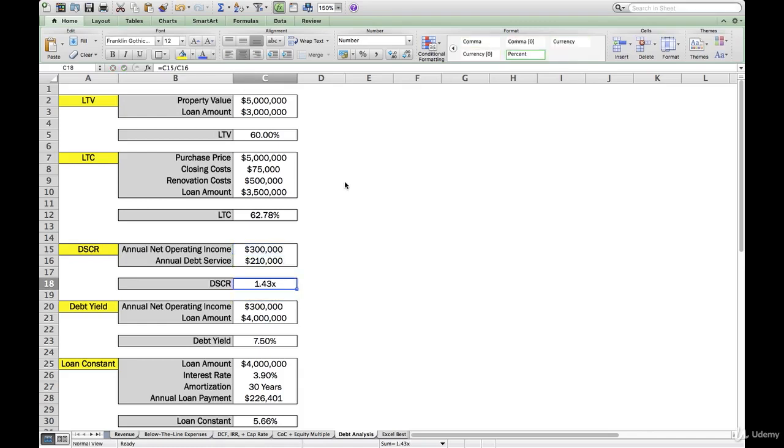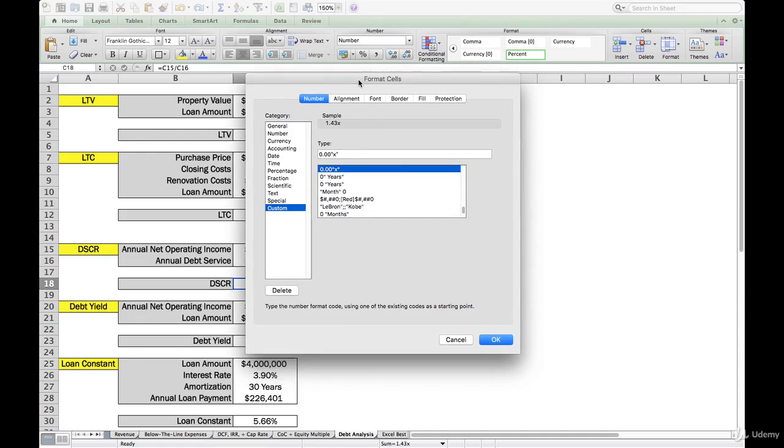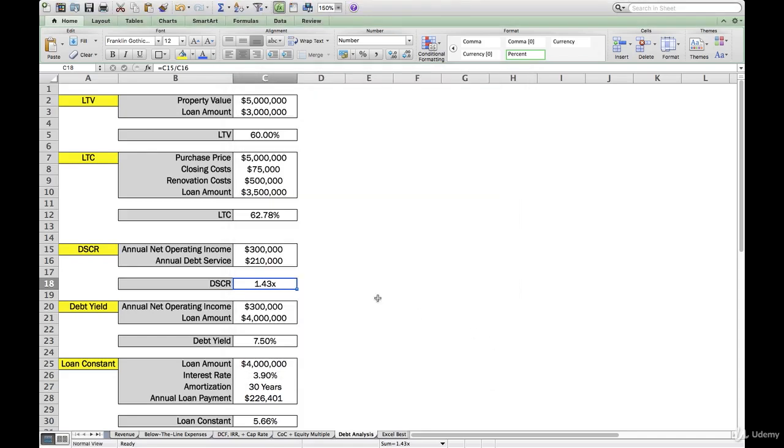We did the same formatting that we did in a previous lesson where you hit either Command 1 or Control 1, and that's going to give you the Format Cells window popping up. You go to Number, you go to Custom, and then type in 0.00 and then X in quotation marks. And that's going to give you that formatting that you're going to want.